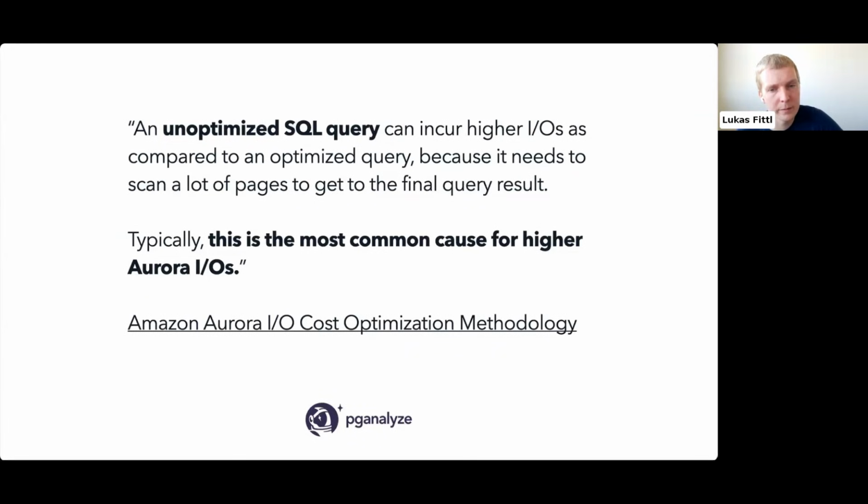And so one of the things that people are still saying on Aurora, right? Aurora's own documentation talks about how, if you have unoptimized SQL queries, that will incur higher IO costs because it has to scan more pages internally. This is why we see many people use pganalyze: they're trying to optimize their Aurora IO costs, and one of the ways of doing that is by finding unoptimized SQL queries.